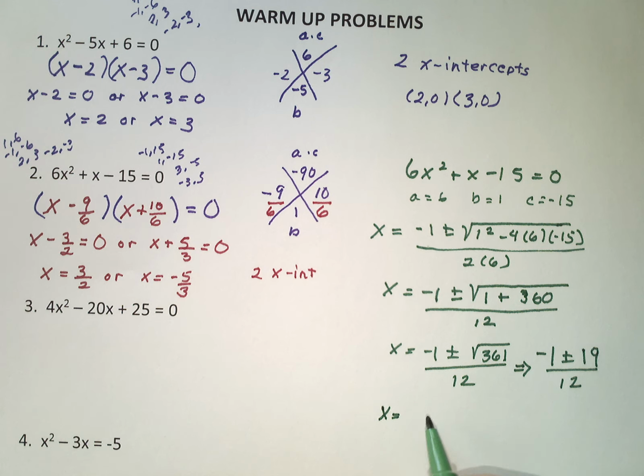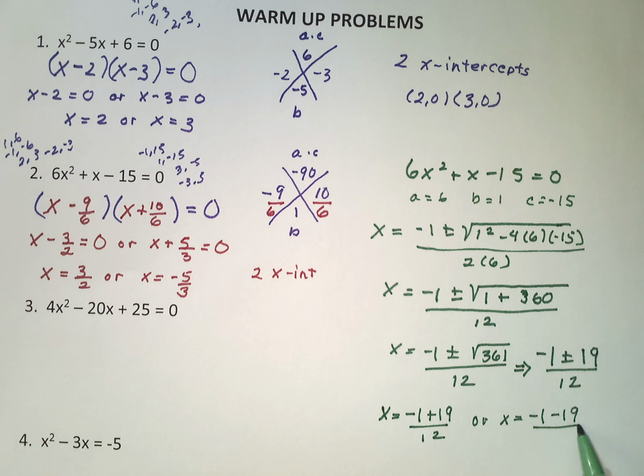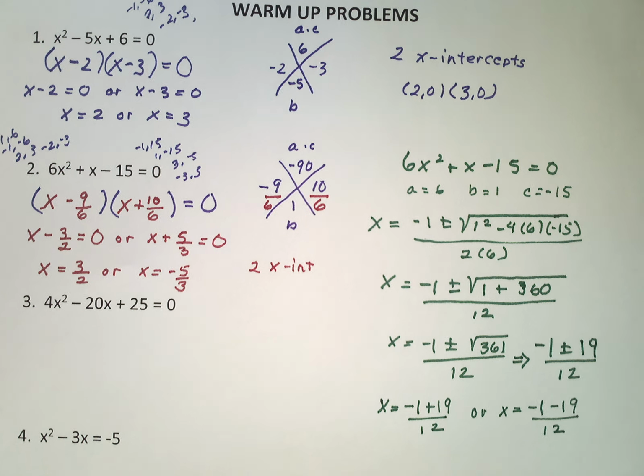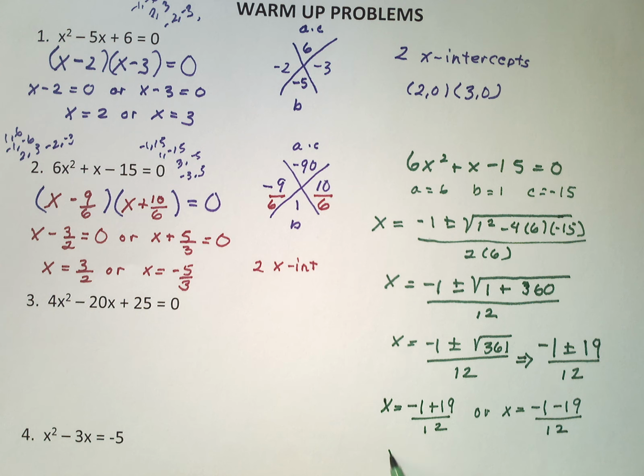So x will equal negative 1 plus 19 divided by 12, or x can equal negative 1 minus 19 divided by 12. So x will be 18 over 12, which if we divide by 6 reduces down to 3/2, or x will equal negative 20 divided by 12. And if we reduce that by dividing out a common factor of 4, we get negative 5 over 3.